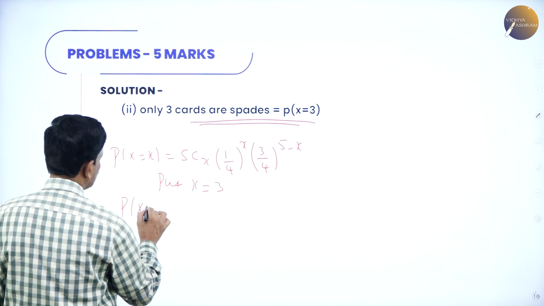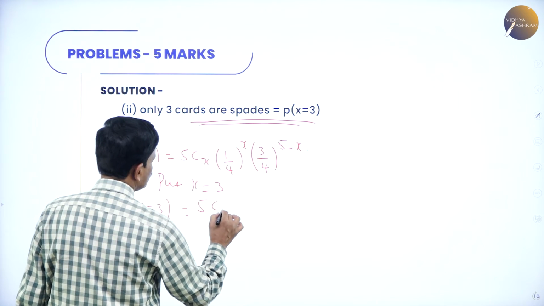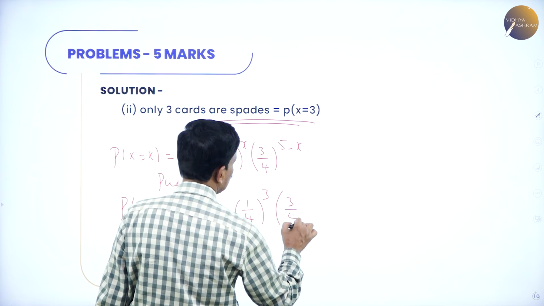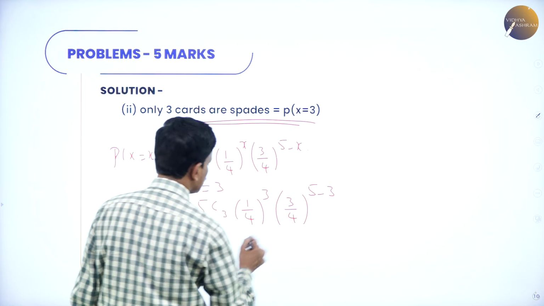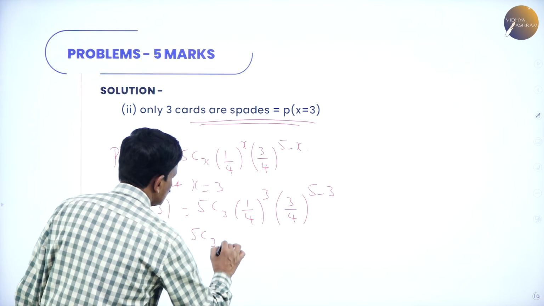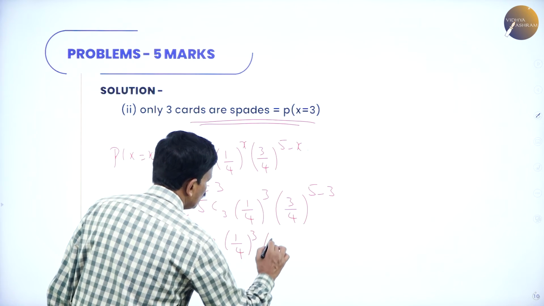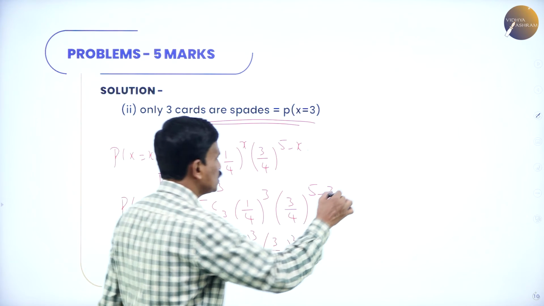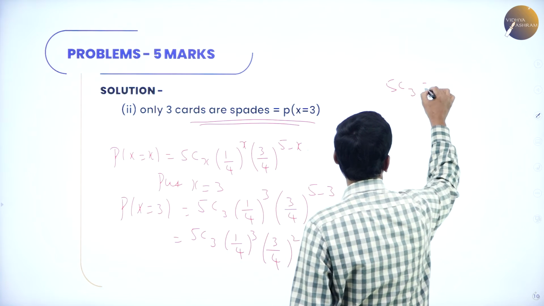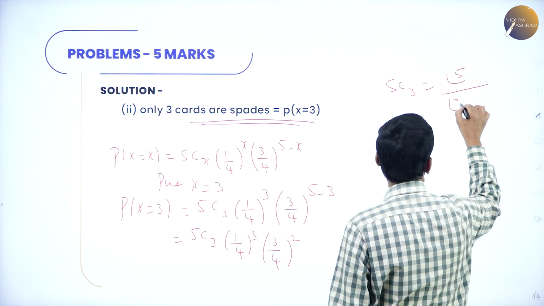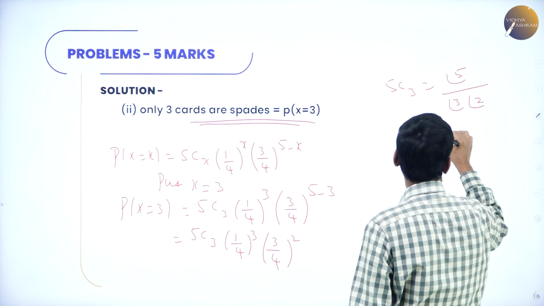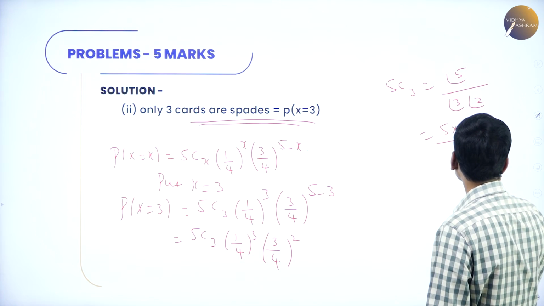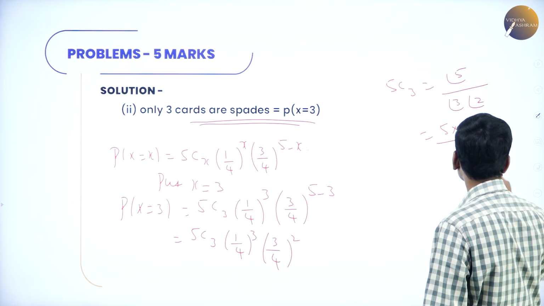Then probability of x is equal to 3 is 5c3 into 1 by 4 to the power of 3 into 3 by 4 to the power of 5 minus 3. So this is 5c3 into 1 by 4 whole cube into 3 by 4 whole square. Now find the value of 5c3. 5c3 is factorial 5 divided by factorial 3 into factorial 2. This is 5 into 4 divided by 2 into 1, the 3 gets cancelled, and this is equal to 10.